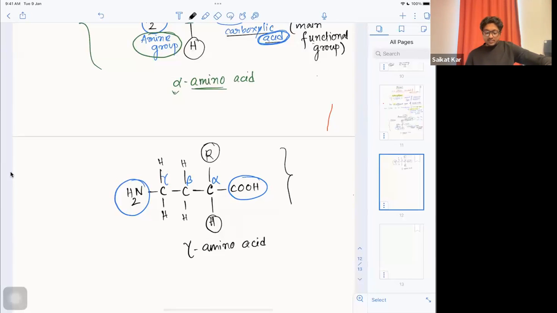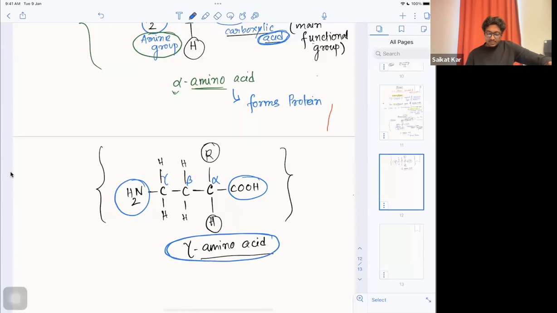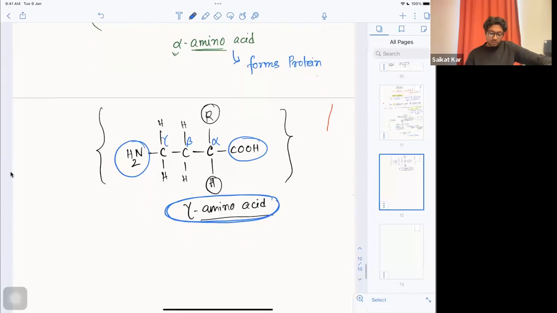You know, this amino acid never forms protein. Only alpha amino acid forms protein. So the kind of amino acids that are found in protein, those are only alpha amino acid. Beta, delta, or gamma, all those other amino acids never form protein. But there are some other roles. Like this gamma amino acid has a very important role. This amino acid is also called GABA. What is GABA?